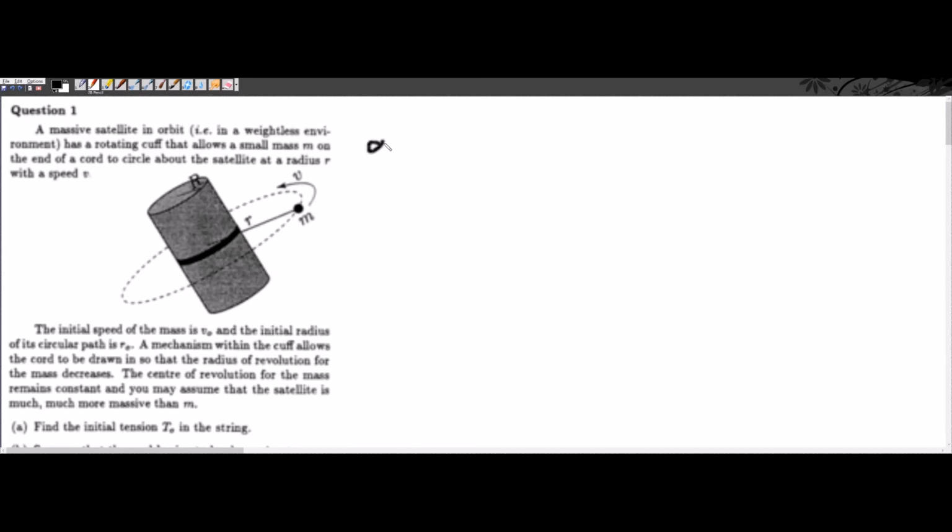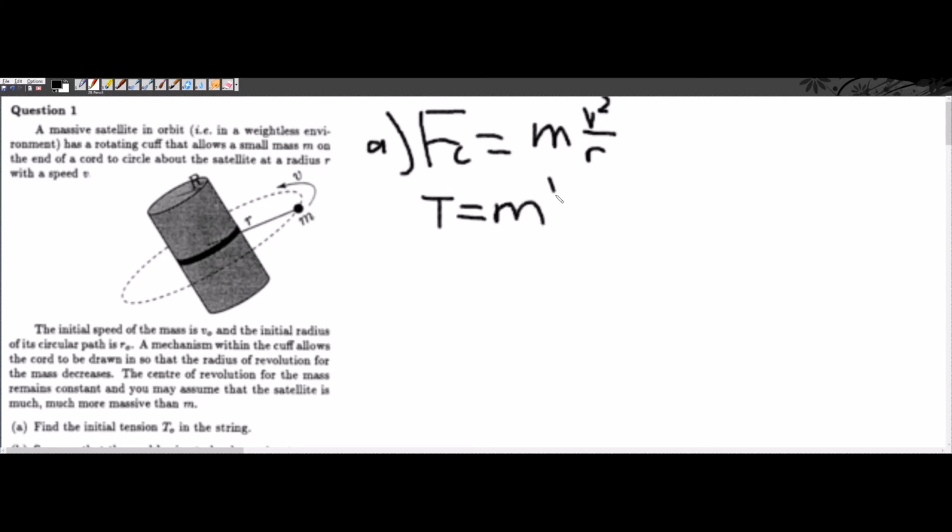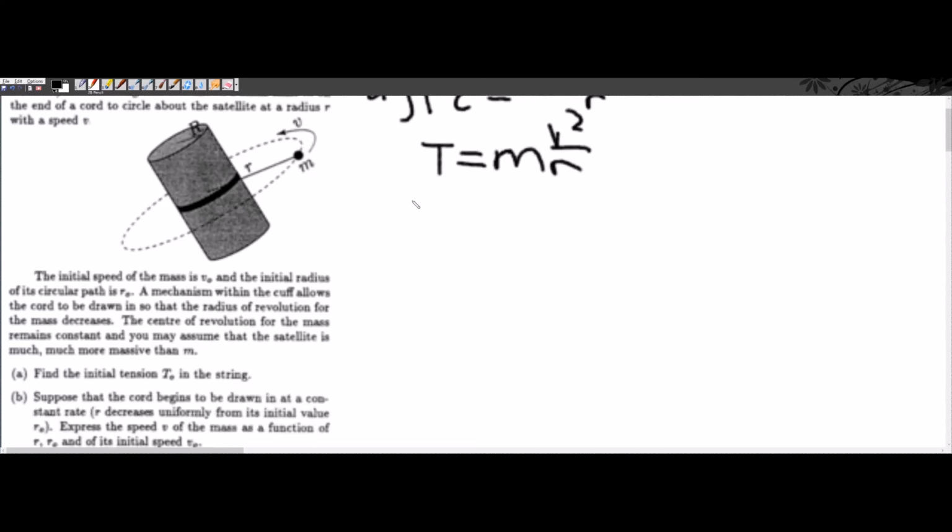So we know this mass is undergoing circular motion around the satellite, right? So the circular motion formula is Fc equals mass times velocity squared over r. And it says here, you may assume the satellite's really small, much smaller than m. So there's not going to be any gravitational force. So the force Fc is just going to be tension. So your tension is just going to be mass times velocity squared over r. Now part B.